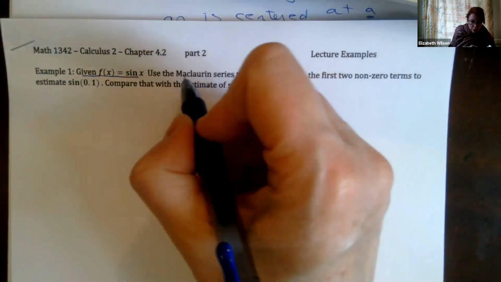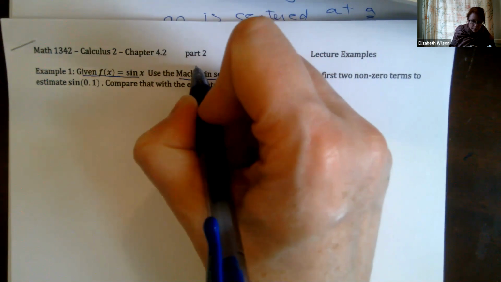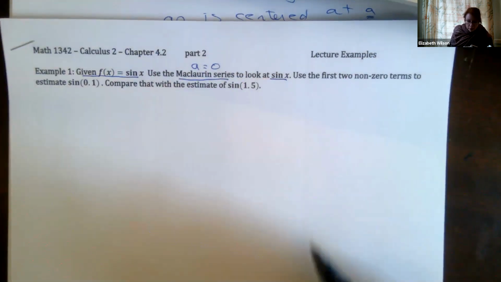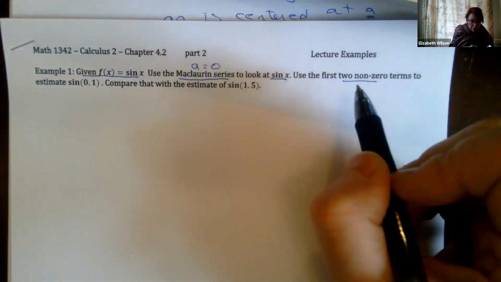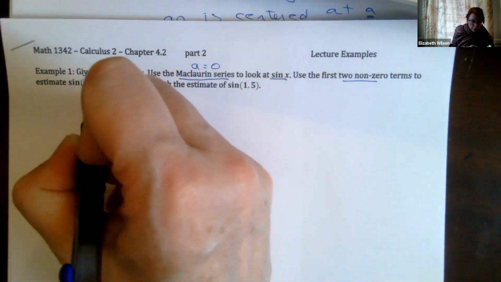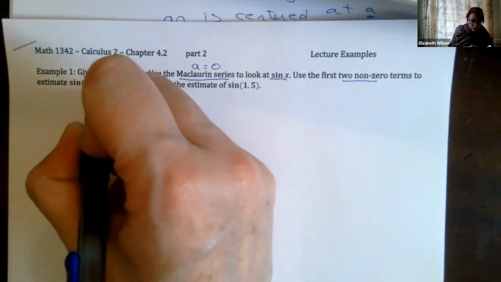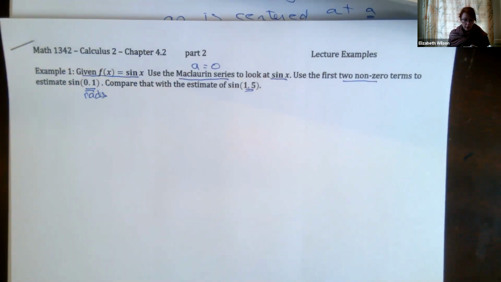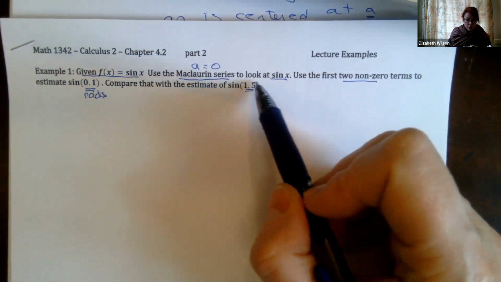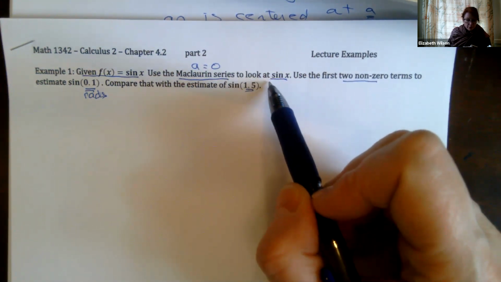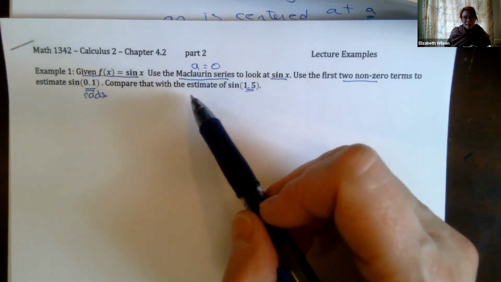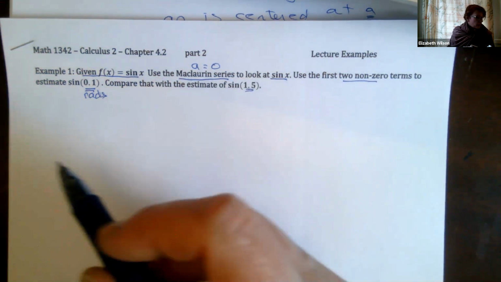We're going to use the Maclaurin series now. So the Maclaurin series means a is equal to 0 to look at the sine of x. Use the first two non-zero terms to estimate the sine of 0.1. Remember, this is in radians. And we're going to compare that to our estimate of sine of 1.5. If I do 1.5, when I do the Maclaurin series, we're going to see that it's not such a great estimate. Okay, so let's do this.